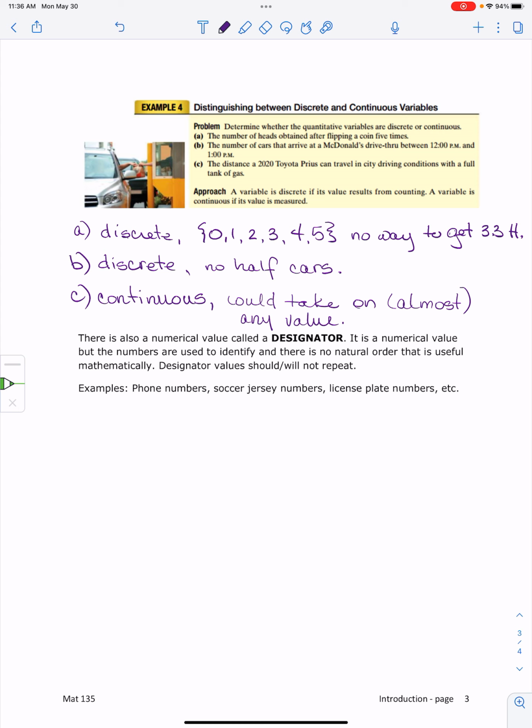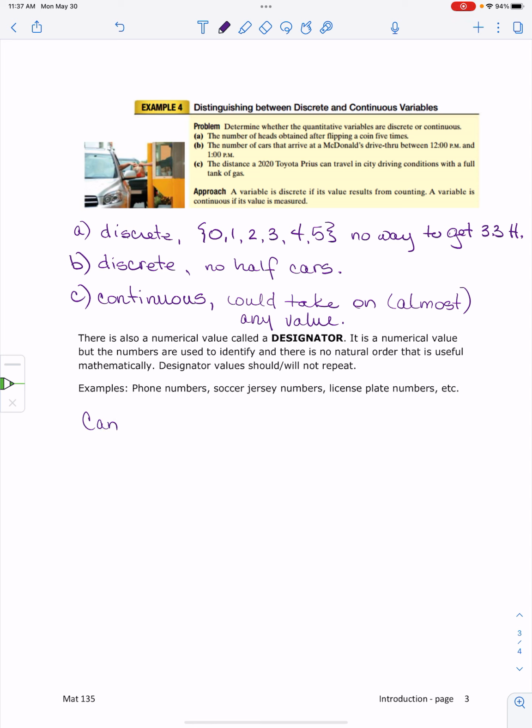Last thing we want to point out is something called a designator. Now, this is a numerical value, but it's more of a placeholder than anything else. So think jersey numbers. If we are taking a look at a soccer team, everybody's got a jersey number. It doesn't do me any good to find an average of that number. There is no use for an average jersey number. Okay. Same thing with phone numbers, license plate numbers. They identify an individual in the set, but it is not something numerically that can be used to describe the set.